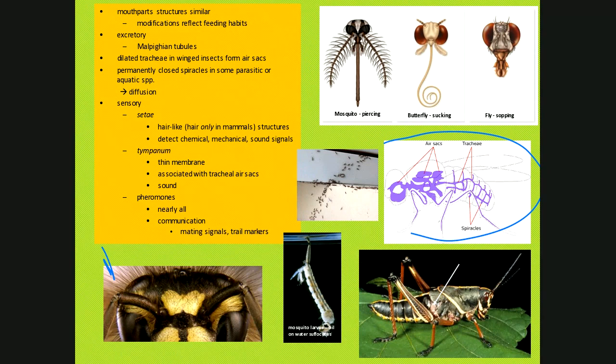Sound pushes hair around, so they can use that to detect sound signals. The grasshopper in the lower right, the white arrow, right in front of that right leg, is a tympanum. What a tympanum is, again, they take a tracheal air sac and cover it with a membrane. So it's like an eardrum, right? This thing vibrates and that sound is transmitted into the tracheal air sacs and they can sense sound that way.